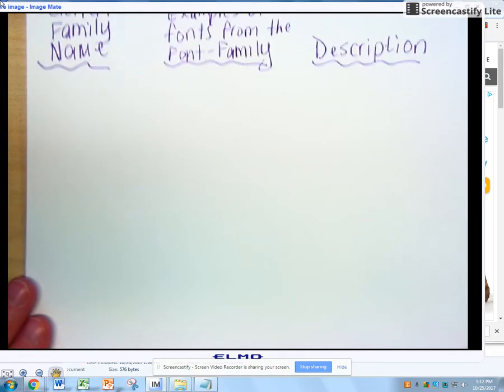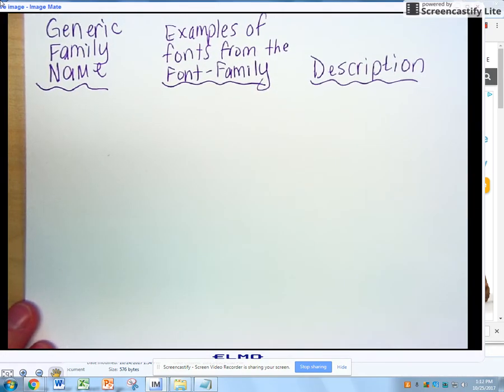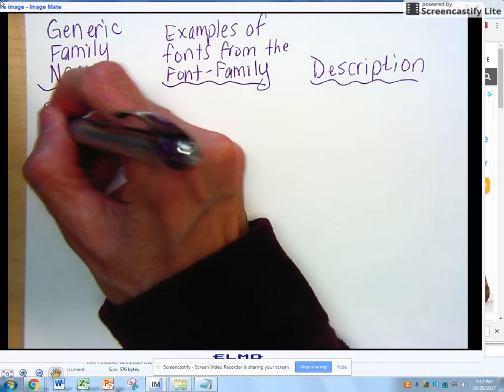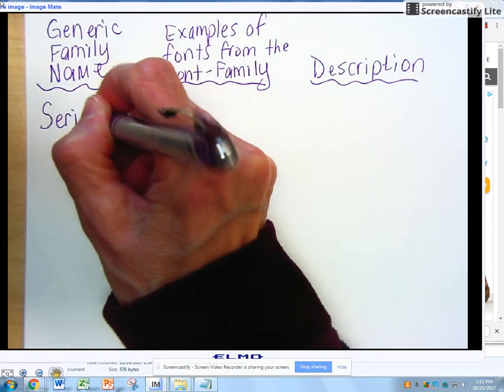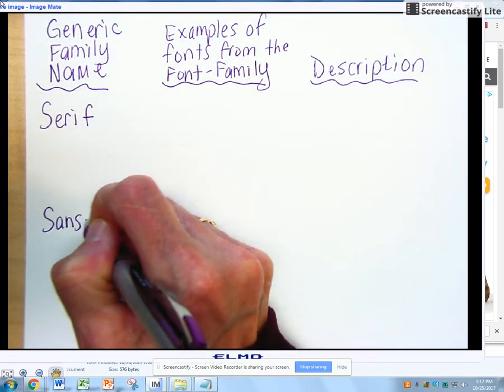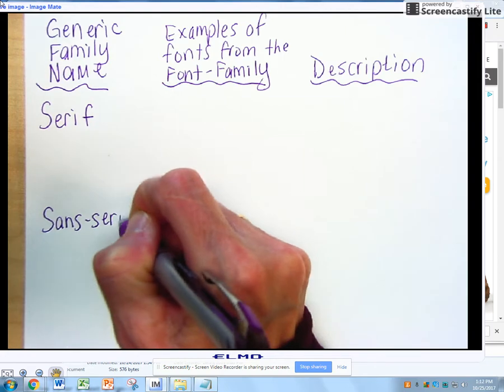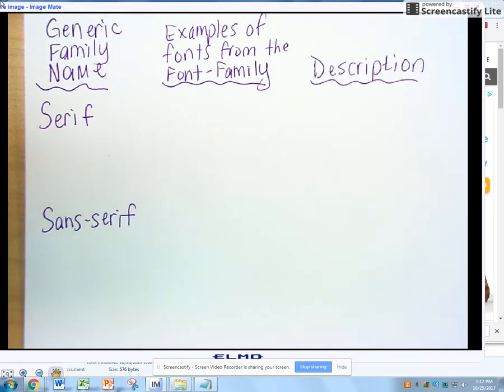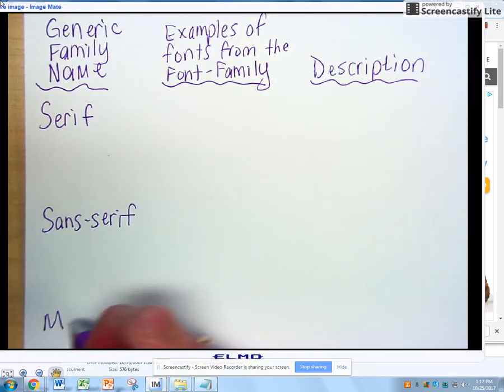There are 3 major font family names. The first is called serif. The second is called sans serif. And the third one is called monospace.